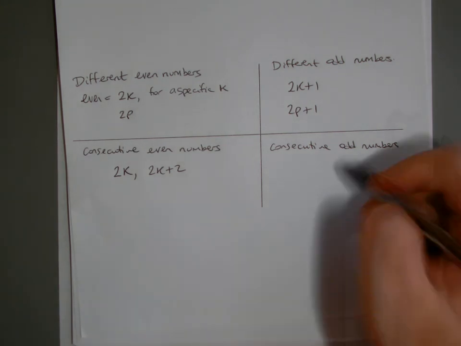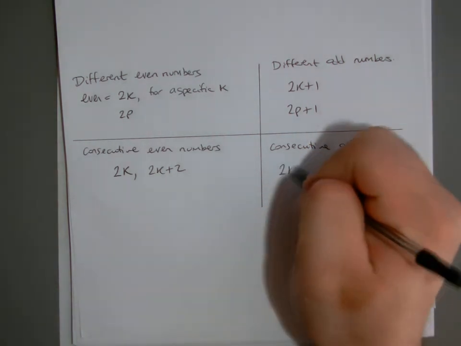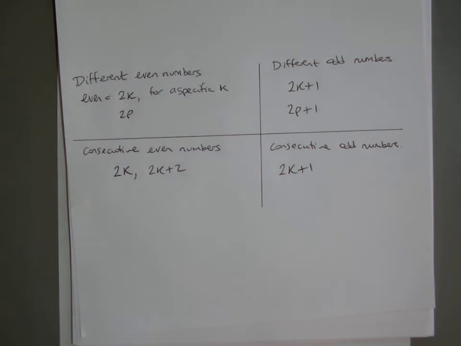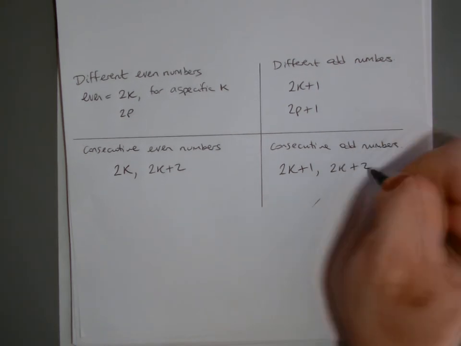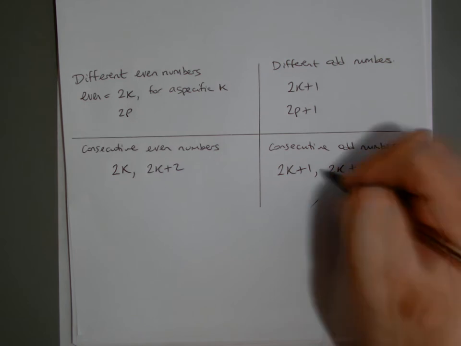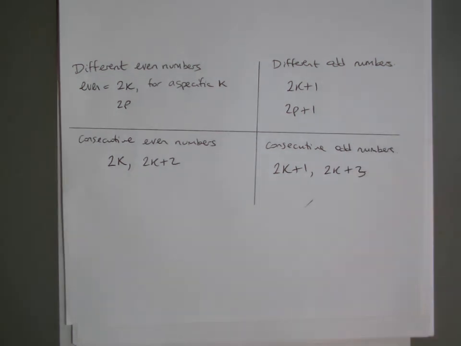Similarly for consecutive odd numbers, if I had my odd number 2k plus 1 to represent a certain odd number, the next one along, of course, I'd add 2 onto it to get to the next odd number. So if I add 2 onto that, I'd actually get 2k plus 3.